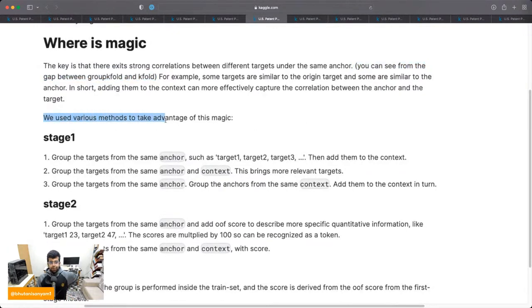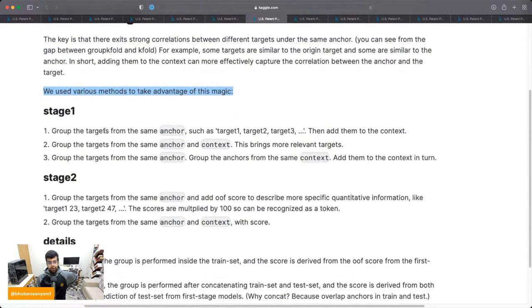He says that they used various methods to take advantage of the magic. They group the targets from the same anchor and add them to the context. Group the targets from the same anchor, then group the anchors from the same context, and then add them to the context in turn.